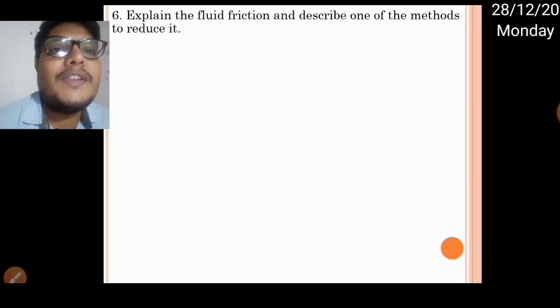Let's see the 6 number question. Explain fluid friction and describe one of the methods to reduce it, right? What is fluid friction and how can we reduce it? First of all, what is a fluid? All kinds of gases and liquids are known as fluids in science language.